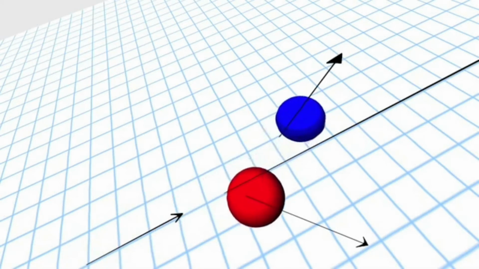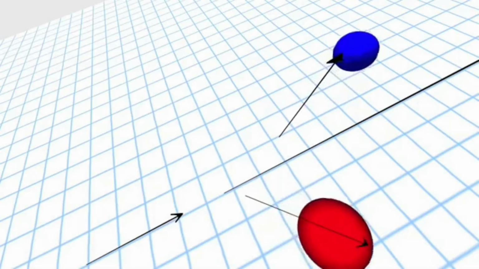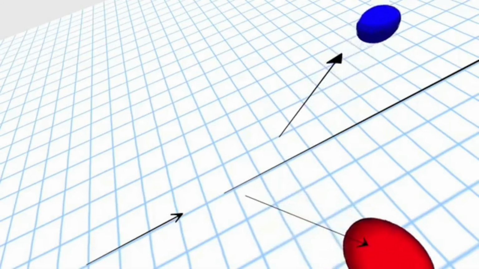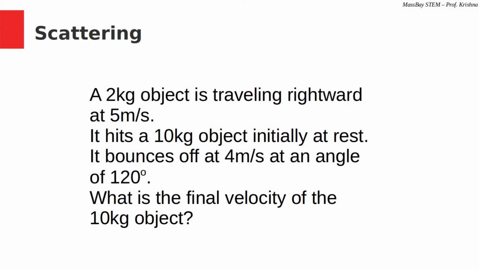A more complicated example is that of scattering. In scattering, two objects bounce off each other instead of sticking, like all the other examples we've seen. Even so, conservation of momentum must still be upheld. Consider this case. A 2 kilogram object is traveling rightward at 5 meters per second. It hits a 10 kilogram object initially at rest. It bounces off at 4 meters per second at an angle of 120 degrees. What is the final velocity of the 10 kilogram object?